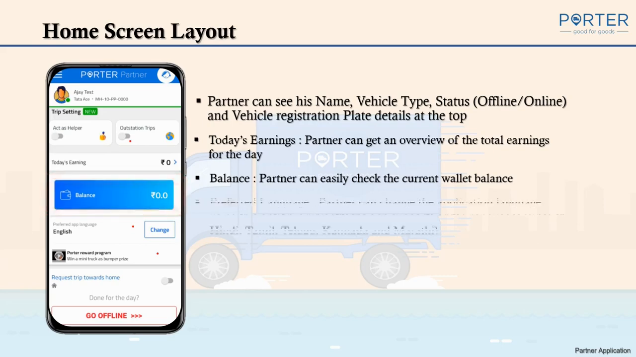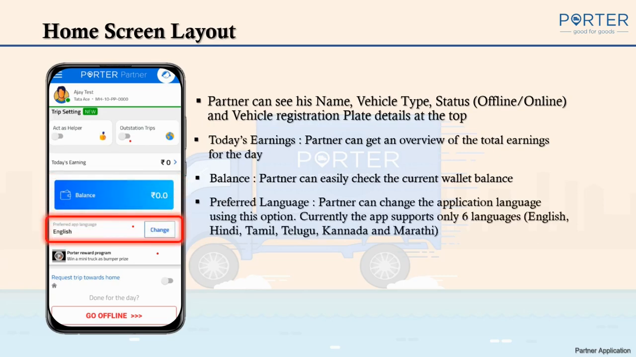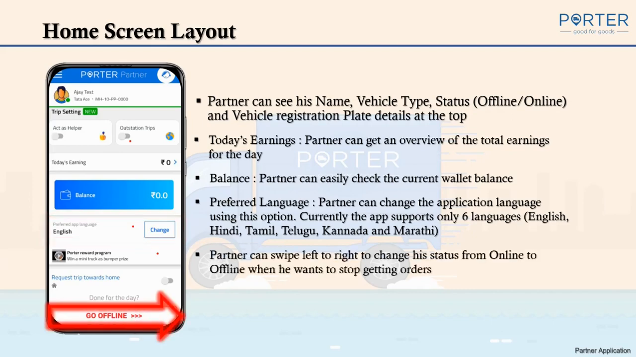The partner also has an option to change the application language from the home screen itself. Currently, the application supports only 6 languages, which are English, Hindi, Tamil, Telugu, Kannada, and Marathi. Finally, the partner can swipe left to right on the Go Offline option to change his status from online to offline when he's done for the day or when he wants to stop getting orders.